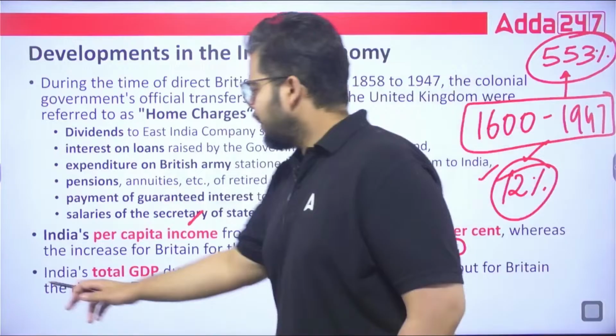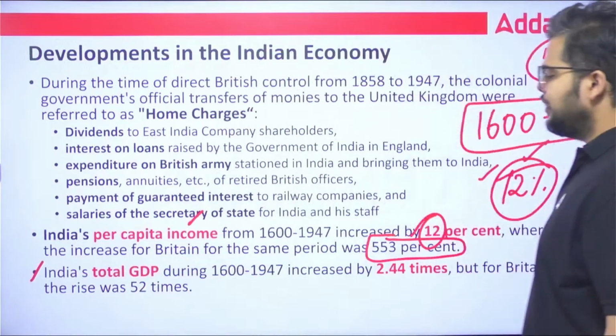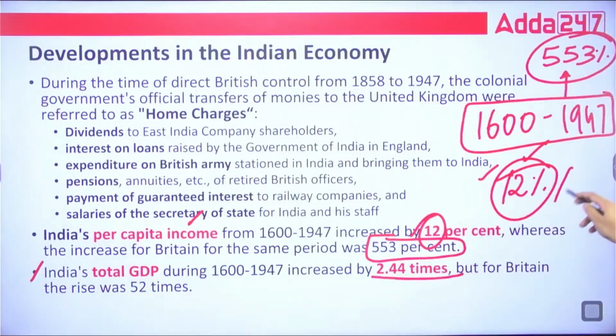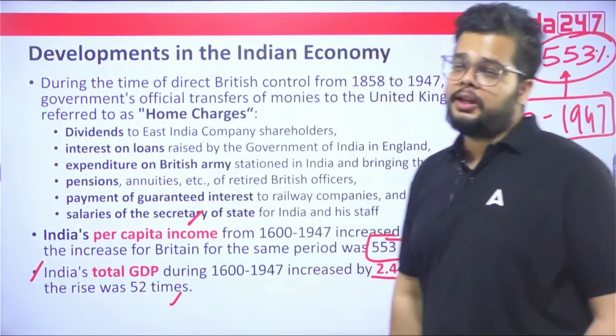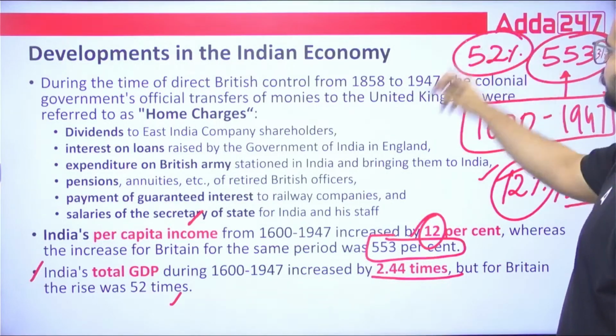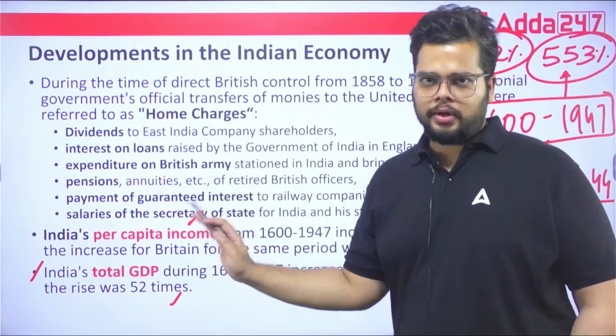Contrast is there. India's total GDP during 1600 to 1947 increased by 2.4% only, 2.44, 2.4, whatever you want to call. But for Britain, it was 52%. Here you will see a 52% rise. So again, a huge mismatch is there. These numbers are important for the examination.